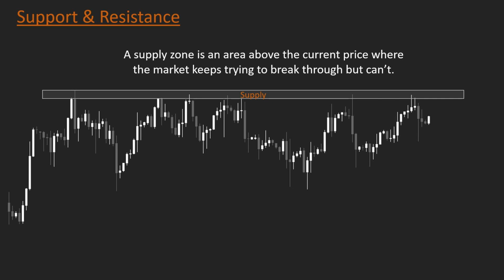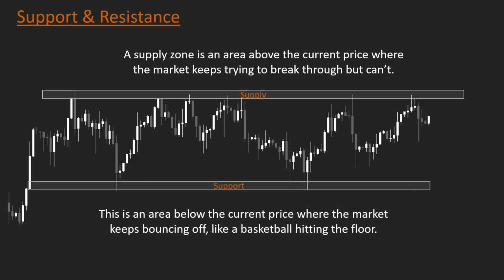Buyers start closing their long positions because they don't want to overpay. Sellers start opening short positions because they're betting the price will go down. The result? The price reverses and moves away from this area. Now, on the flip side, we have the demand zone. This is an area below the current price where the market keeps bouncing off like a basketball hitting the floor.